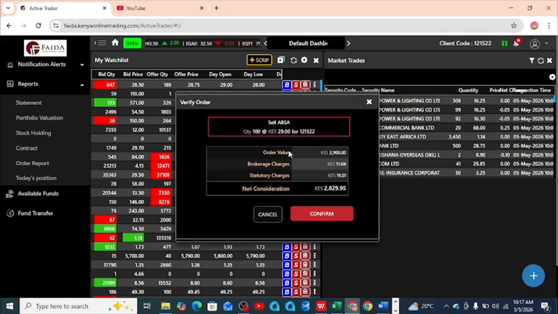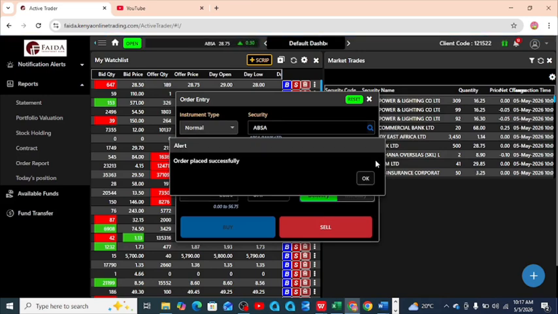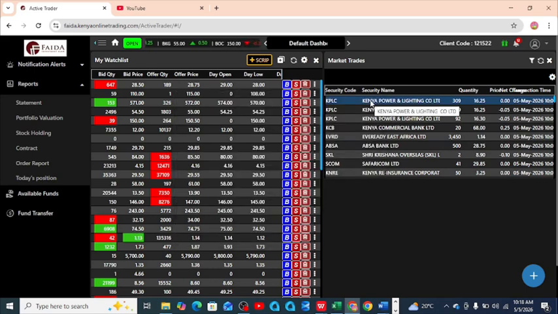You can see that when I sell this share, the brokerage fee will be 51, then the statutory charges of 19.01, and the net consideration, the amount which I will see, of 28.29. I can confirm and the order has been placed and it will be playing in the market. Though you can see that there is no competitive bidding today. In the case of ABSA, you can notice that the number of buyers is not significantly high compared to the number of sellers selling the stock in the market.